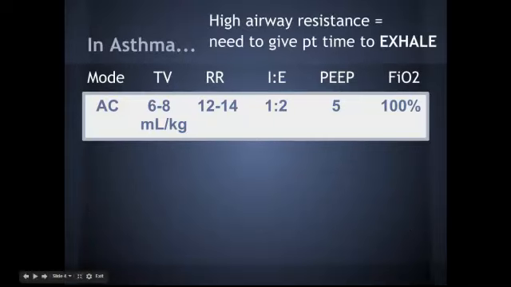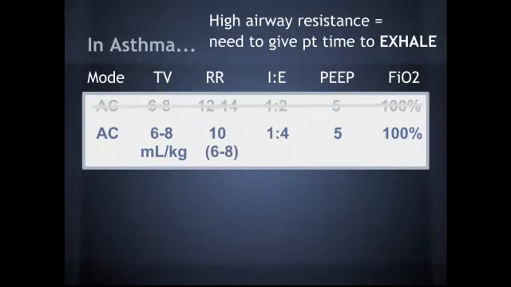So for asthma, what we need to think about is there's a very high airway resistance, and we really need to give the patient a lot of time to exhale due to all that bronchospasm. So let's see how we can change the vent to allow for that. We can still use AC mode, same tidal volume, but we can take the respiratory rate down, say to about 10, or even extremes down to 6 to 8. Basically, you're spacing out your respirations to have more time to exhale.